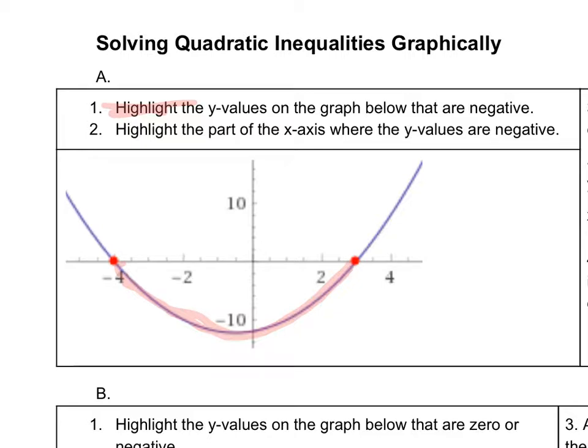Now we need to highlight that part of the x-axis where the y values are negative. So here I am on the x-axis, and so I'm going to highlight between -4 and 3. Okay, highlight between -4 and 3. So those are the x values. So it's almost like matching them up. So you figure out where the y values are negative first, and then you find the corresponding x values.